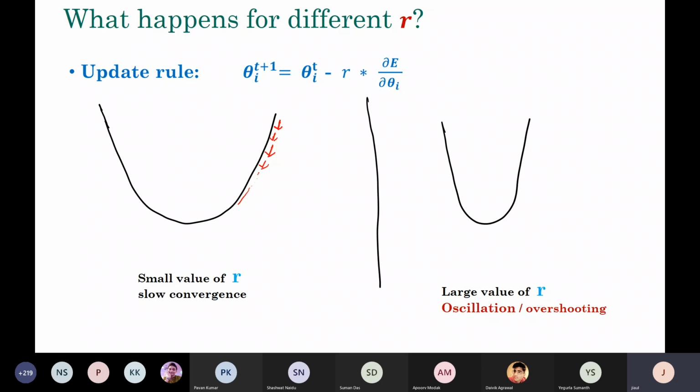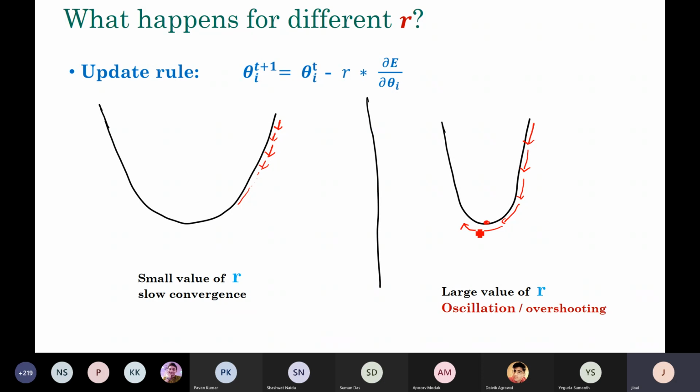Now, what happens when you have set the value of R to a very large value? Of course, it will depend on the nature of the surface that you are trying to model. Something like a stiff surface like this on the right side, if the value of R is very large, then you are taking very big jumps. Here to here, then here to here, and then probably here to here. You basically overshoot. This is the end point, the desirable point that you are targeting. So that is the problem.